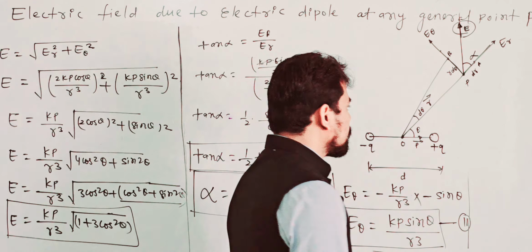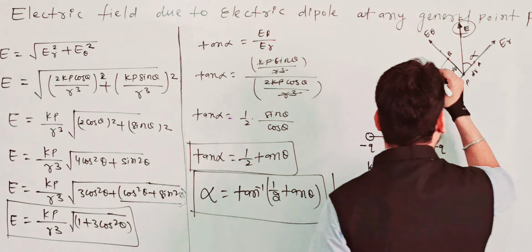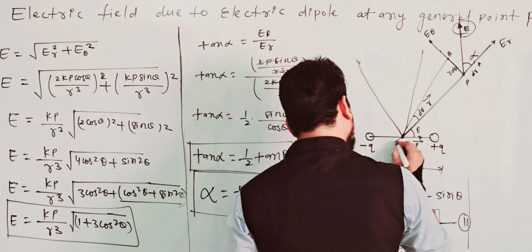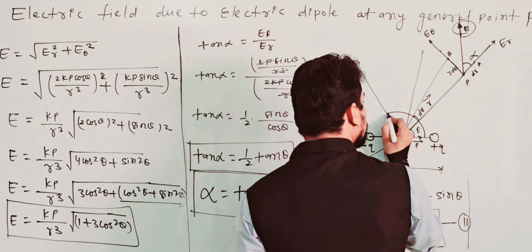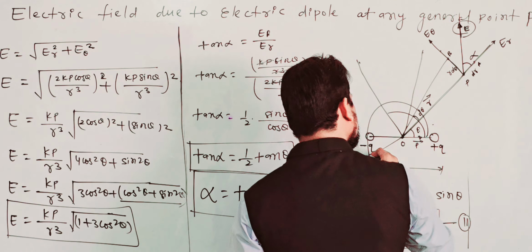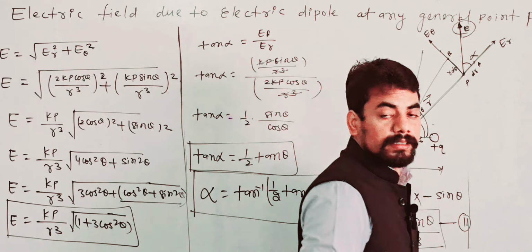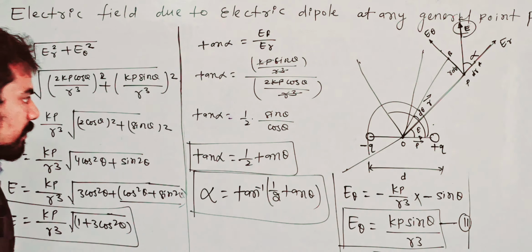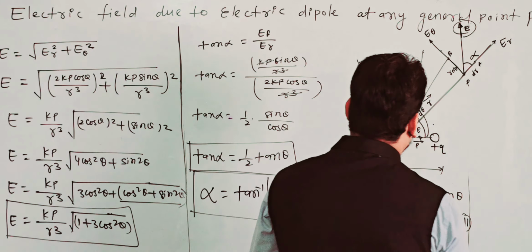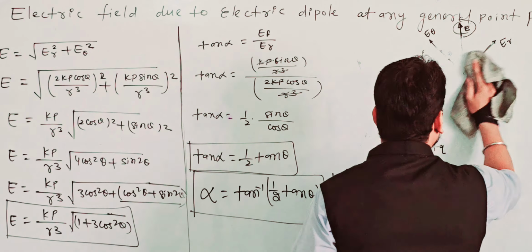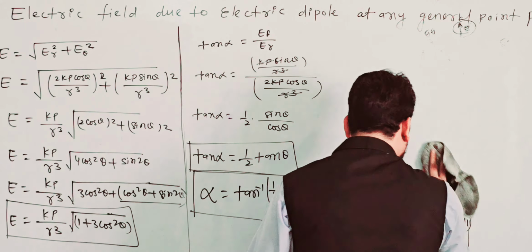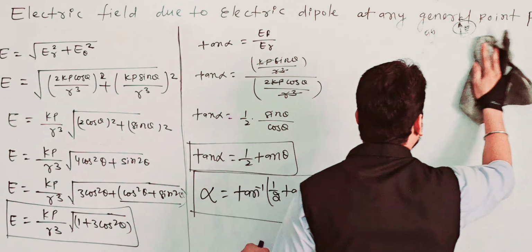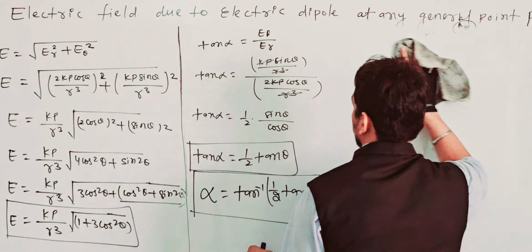Okay, so this is r, this is r. If you take this, this is r. If you take this, this is r. If you take this, this is r, and theta will become this, right? You need to take theta with the dipole moment only, right? You need to take theta with the dipole moment only. So this is the value of electric field at any general point, right?